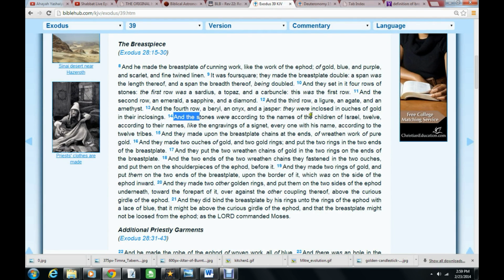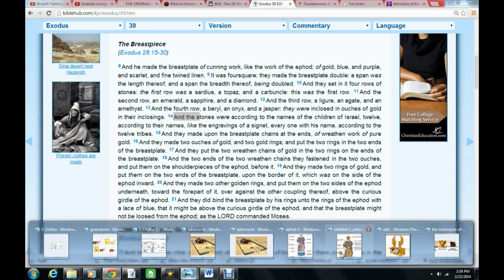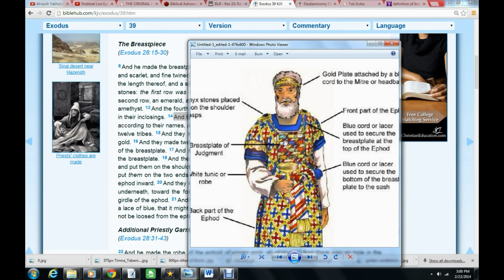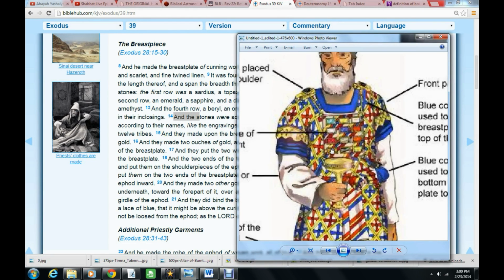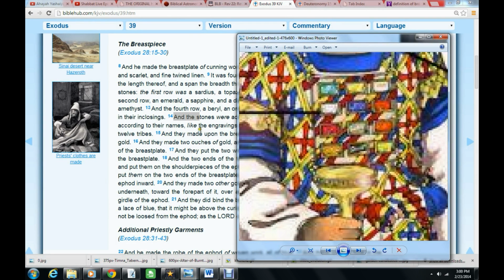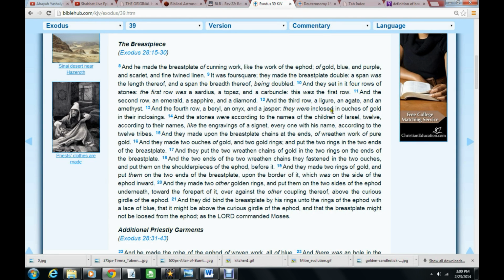So they were enclosed in ouches of gold in their enclosings. So what I'm guessing they're saying is that the stone's been molded into its position with gold all around it. You see what I'm saying? As if they were kept together by gold, melted, which enclosed the space between the stones. And the stones were according to the names of the children of Israel, 12 according to their names, like the engravings of a signet, everyone with his name according to the 12 tribes.